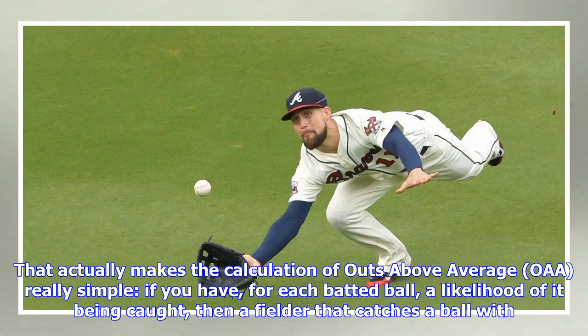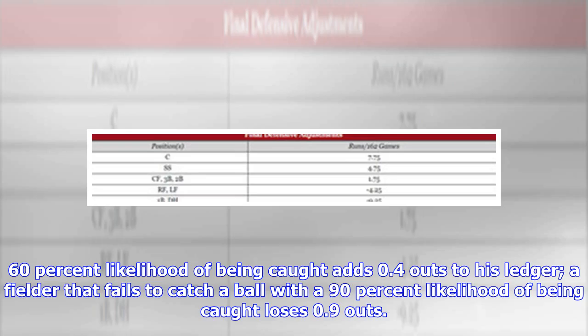That actually makes the calculation of outs above average, OAA, really simple. If you have, for each batted ball, a likelihood of it being caught, then a fielder that catches a ball with 60% likelihood of being caught adds 0.4 outs to his ledger. A fielder that fails to catch a ball with a 90% likelihood of being caught loses 0.9 outs.